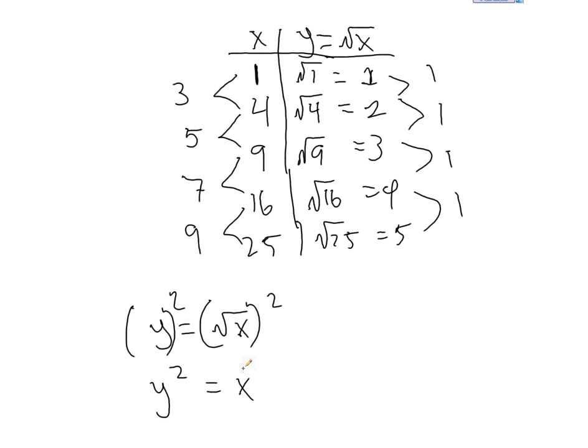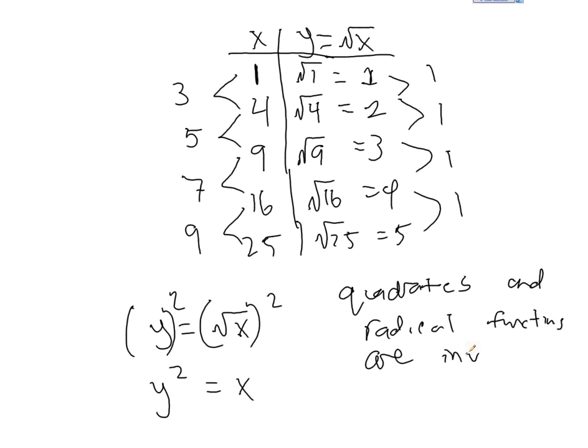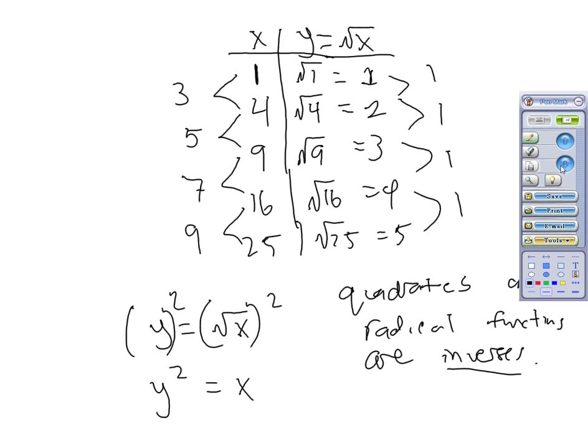In other words, if I increase y by 1, 2, 3, 4, 5, then I'm going to be able to produce the x's on this side. So there's a relationship, and the relationship is quadratics and radical functions are inverses. That's a term you'll discover later on in math, but for now that's just the connection that we want to make. So let's think about the domain and range of these functions.